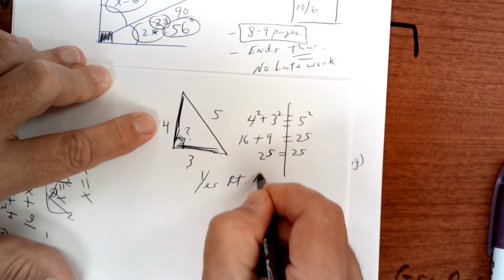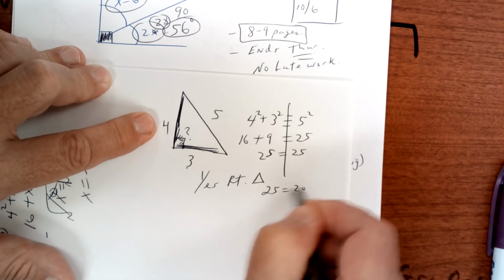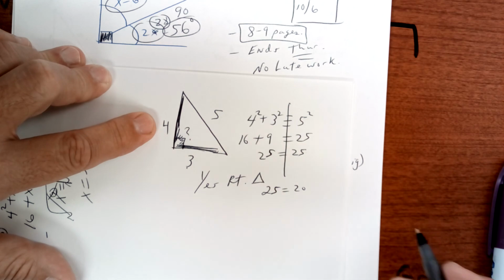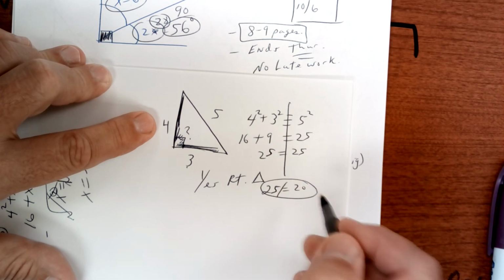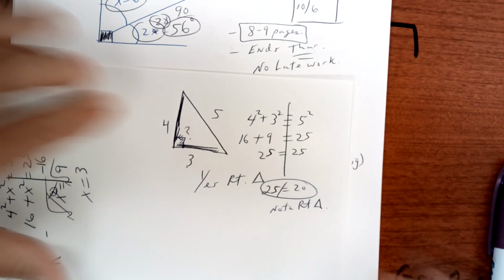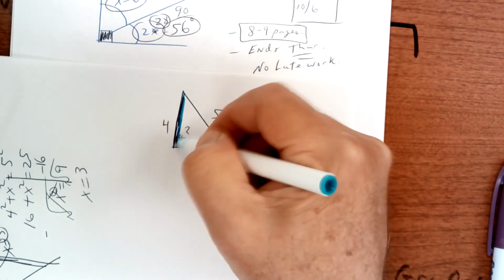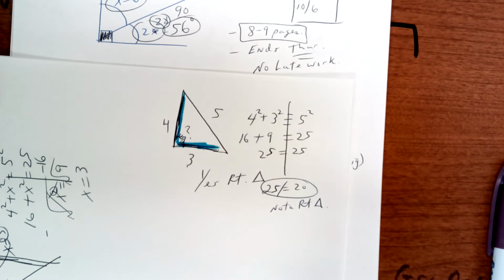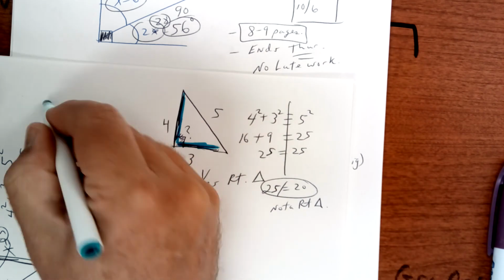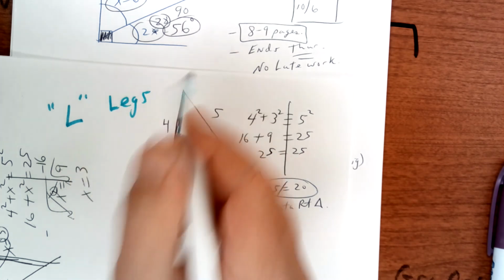What would it be if I got 25 is equal to 20, where it's false? If you get something where it's false, then it's not a right triangle. That's it. I taught you everything you needed to know, but the key here is that L. Always make the L first, because those represent the legs. So the L represents the legs, A and B. And it doesn't matter which one is A or B.